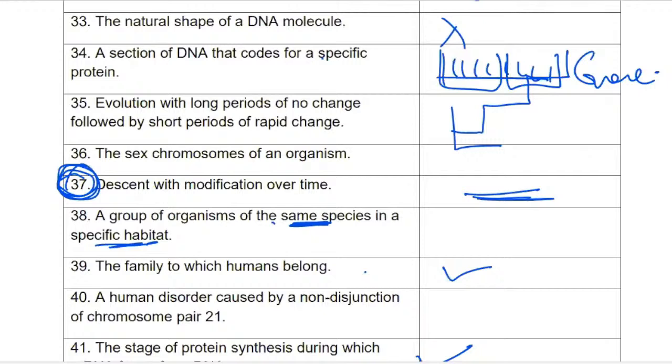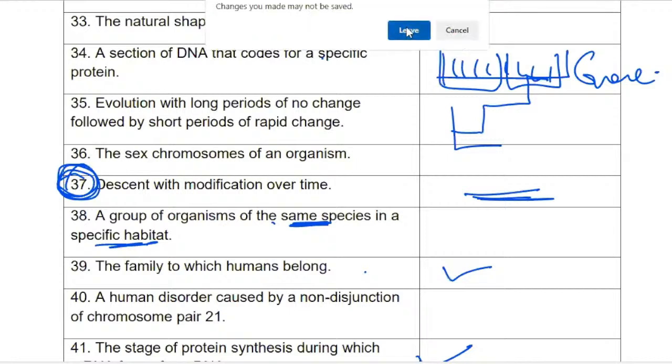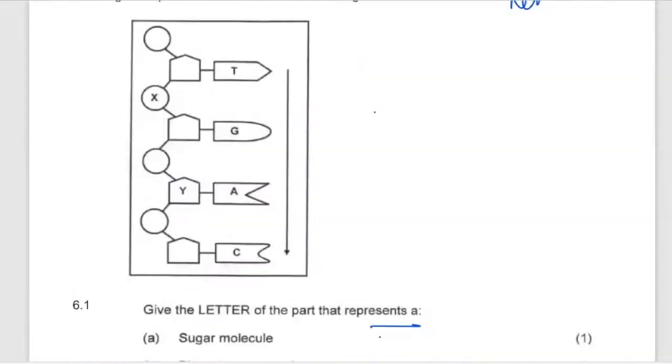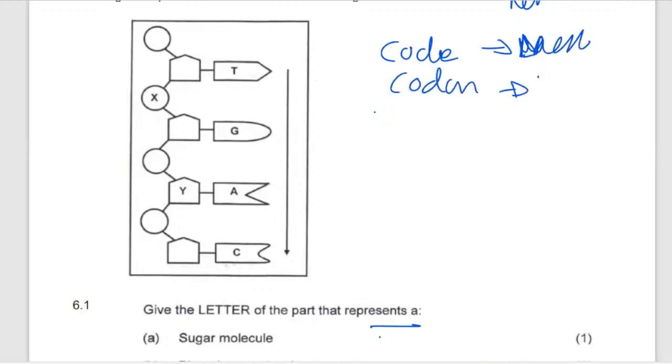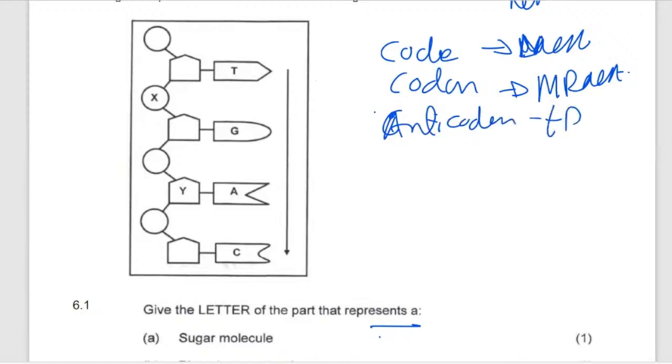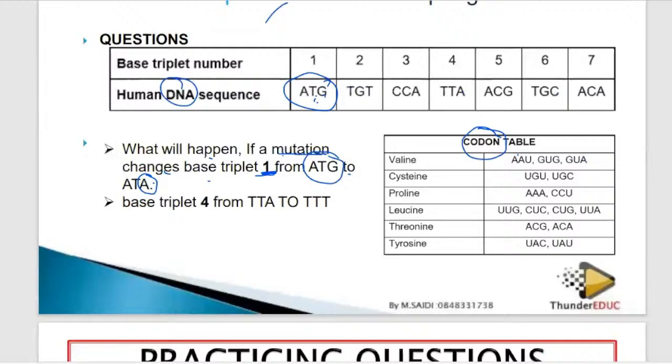Remember, we say that when you talk about code, it means DNA. When you talk about codon, it means messenger RNA, 3 bases on messenger RNA. When we talk about anti-codon, we mean 3 bases on transfer RNA. So now the question is asking, it means that it's changing from DNA to codon. It means that it's talking about messenger RNA. Is it clear? Yes.